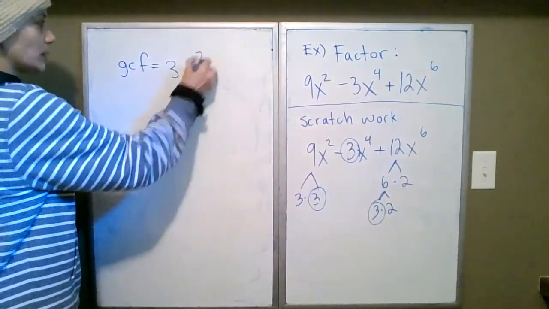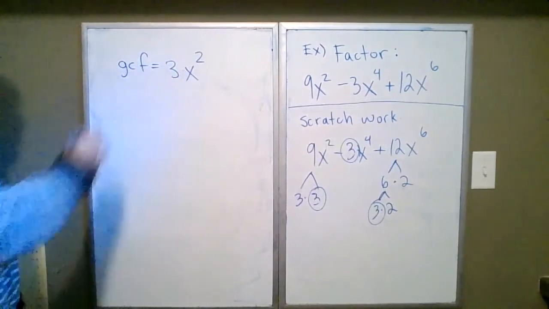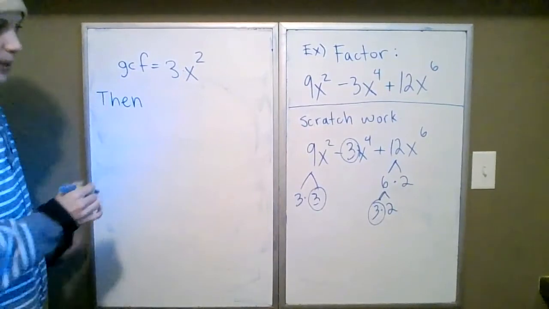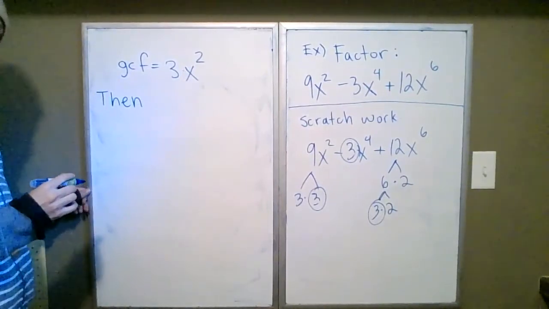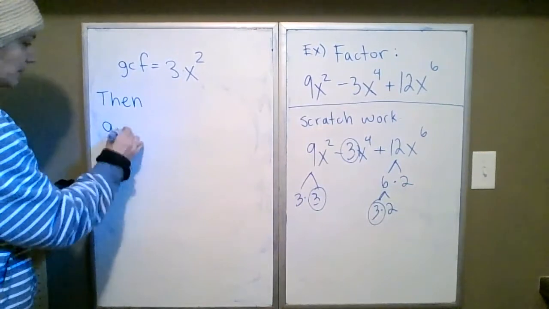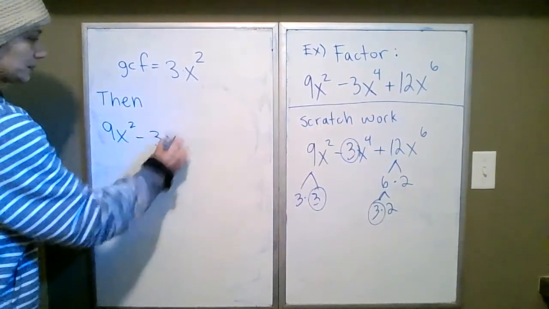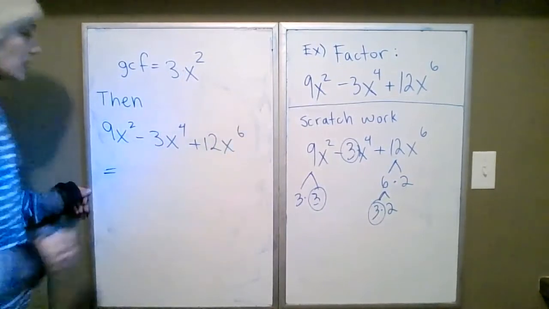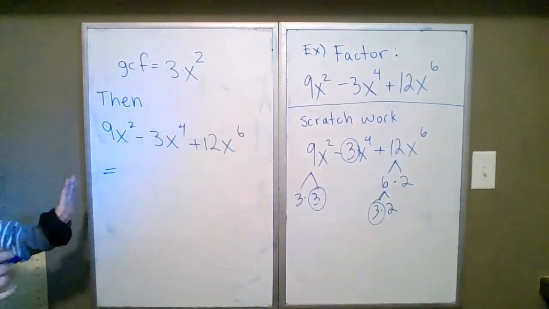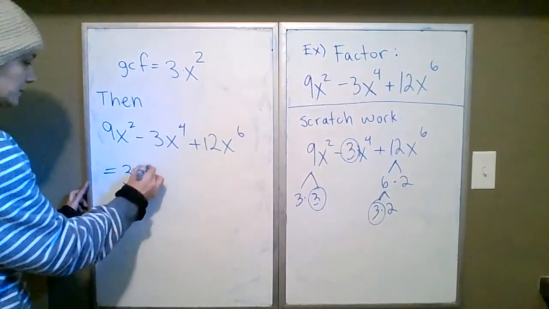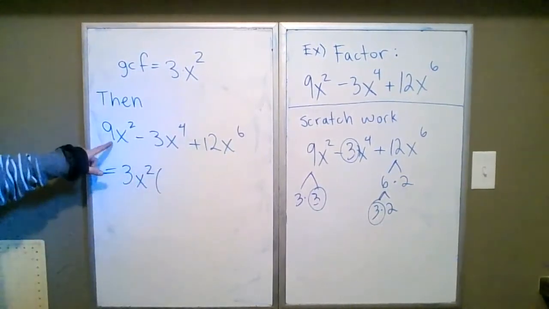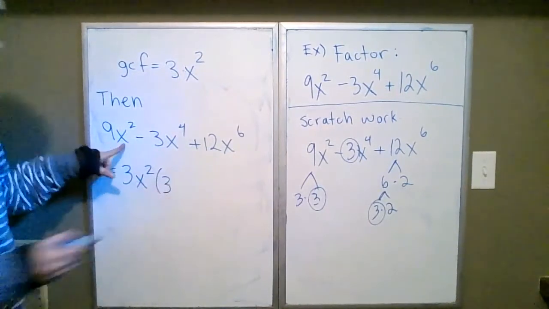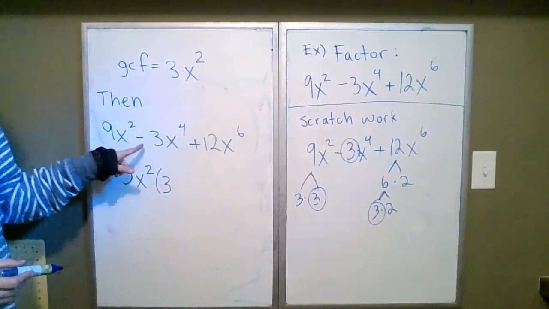Next with factoring our 9x squared minus 3x to the 4th plus 12x to the 6th. Into, we're taking out 3x squared. And we remove 3 from the first term, which leaves behind a 3. And we took out the x squared. So that's done. And subtract.